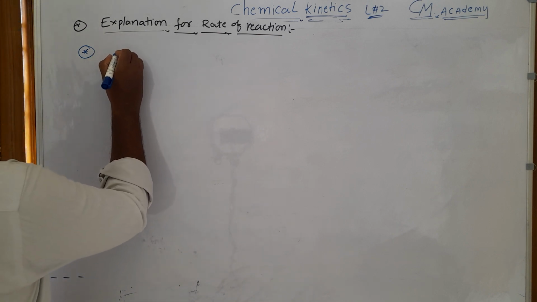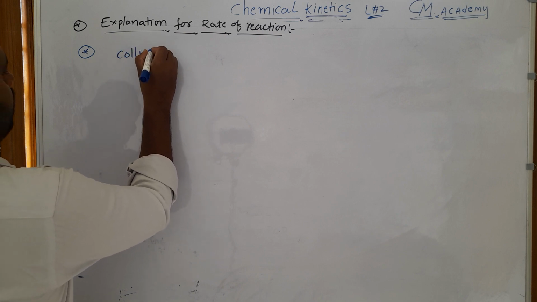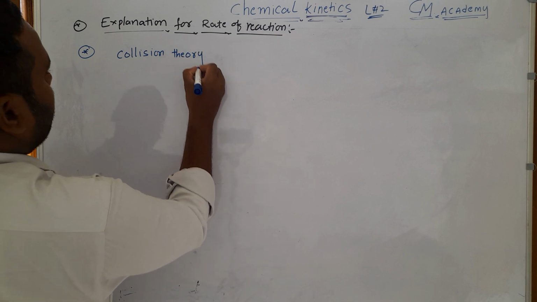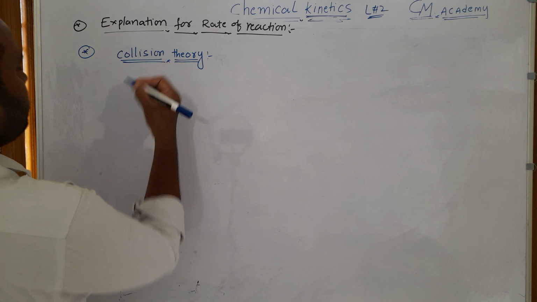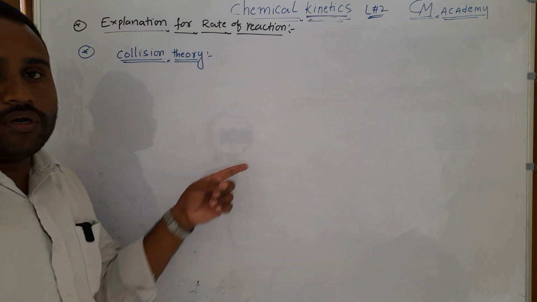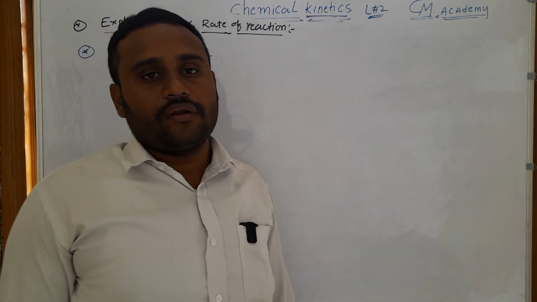The first one is collision theory, and the second one is transition state theory. First we'll discuss the collision theory. How does it explain the rate of reaction?